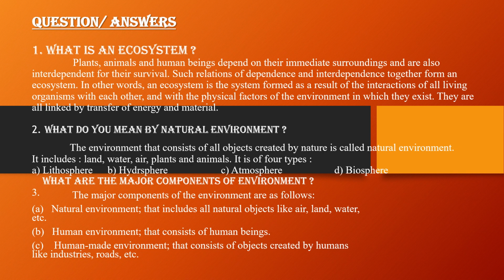Now my third question, what are the major components of environment? The major components of the environment are as follows: natural environment, human environment and human-made environment. Now what are these components? Natural environment is that which is created by nature. Human environment is that which is created by human beings. Human-made environment consists of objects created by humans like industries, roads, bridges, etc.